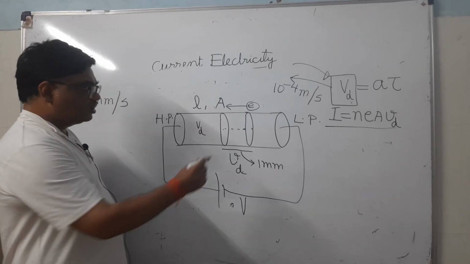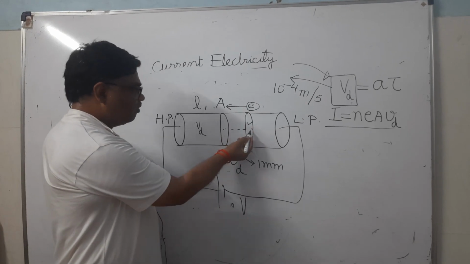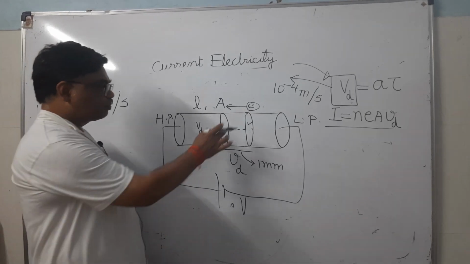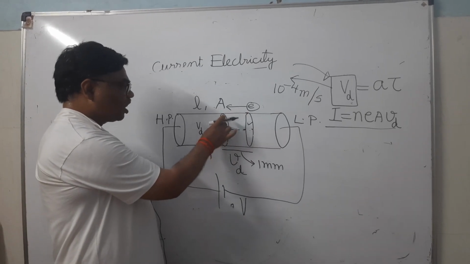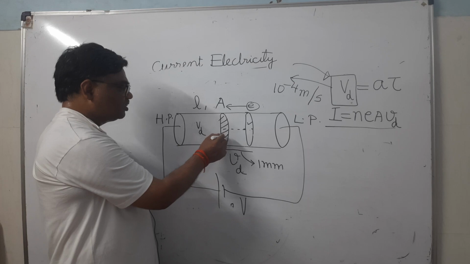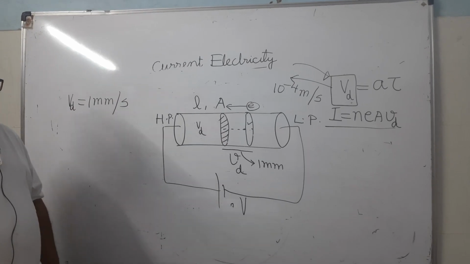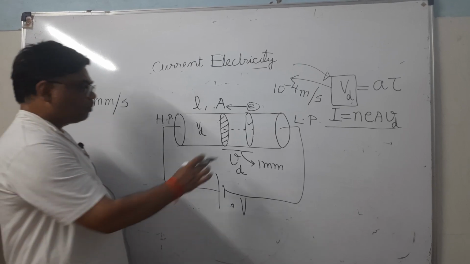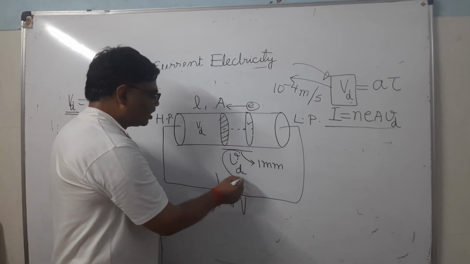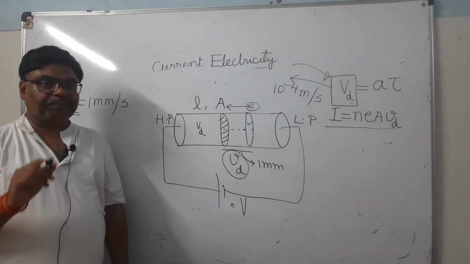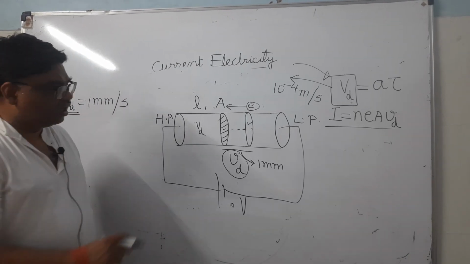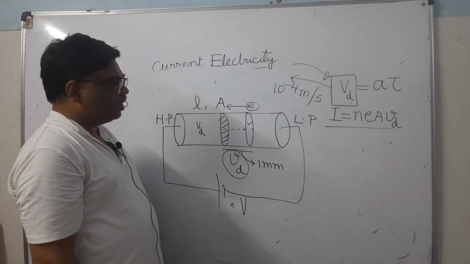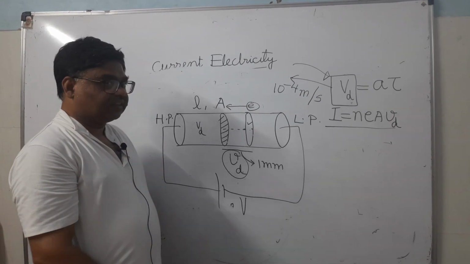Is it clear? Electrons which are present here will reach here after 1 second. Means electrons present in this region will cross to this cross section in 1 second. In other words, in terms of Vd, electrons which are present in the Vd length of the conductor will cross any cross section in 1 second. Now how many electrons are present in the Vd length?